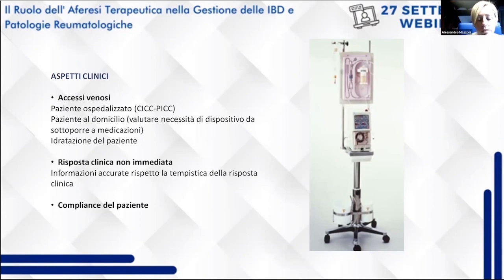This is obviously because, in a procedure which has to lead to immunomodulation, especially in a patient in an active phase, the clinical response could initially be partial, certainly not a very quick response. This aspect, therefore, must be clearly explained to the patient, who must not expect a response already in the first or second session, but a response may occur more often around the fourth or fifth session.